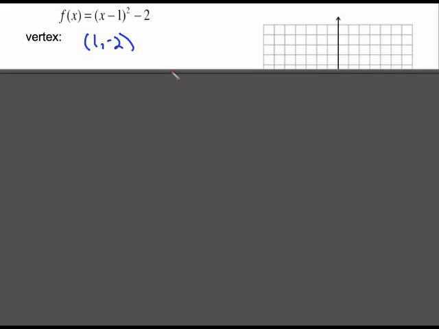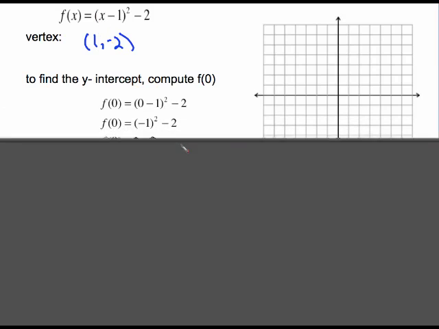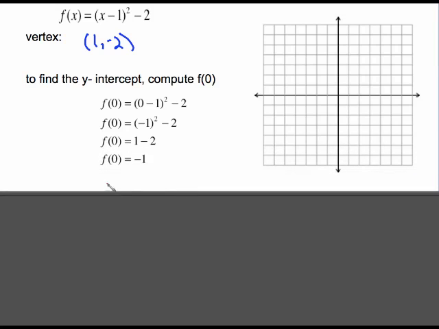To find the y-intercept, we're going to do f(0). So plug 0 in for that x. 0 minus 1 is negative 1. Squared is a positive 1. Subtract 2 gives us negative 1. So we have a y-intercept of (0, -1).